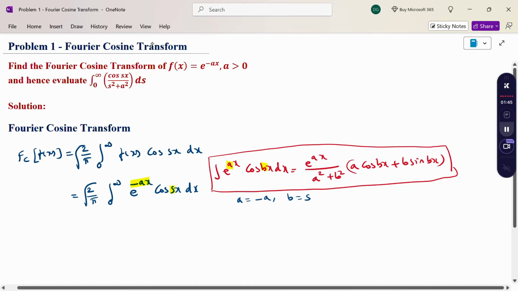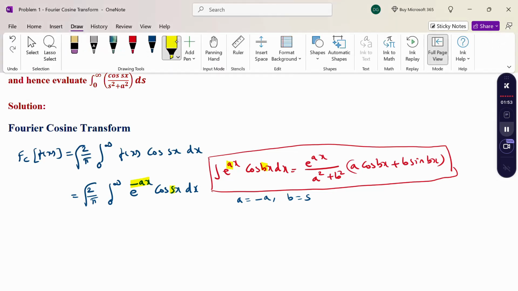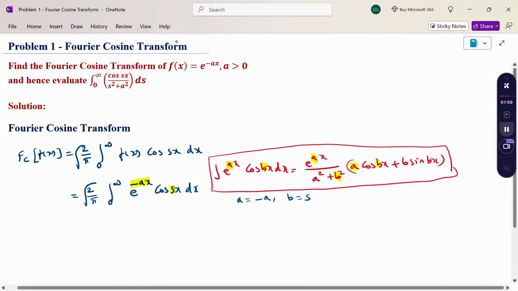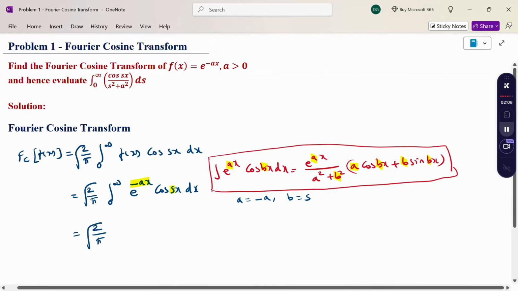The right hand side is the integration value. Therefore I replace in the right hand side a with minus a and b with s. Here minus a cos sx and s sin sx. So we get square root of 2 by pi, e power minus ax divided by a square plus s square, times minus a cos sx plus s sin sx, with limits 0 to infinity.